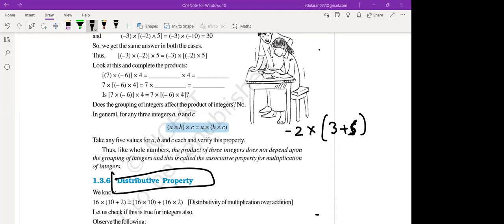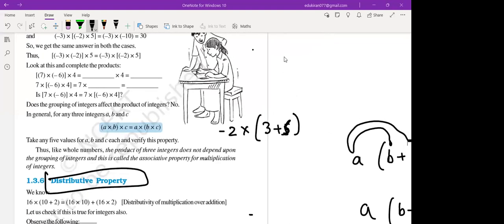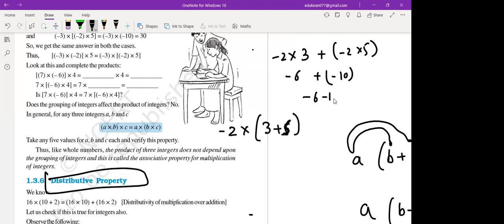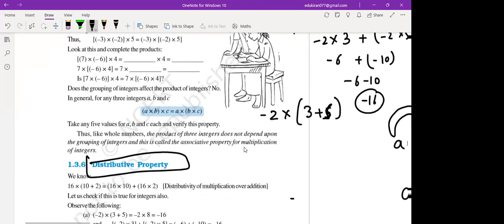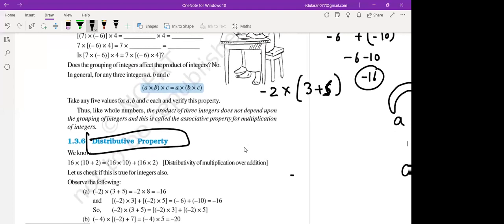Done, ma'am. Everybody is done. Should we discuss now? Okay, so I'm solving it here. Minus 2 multiplied by 3 plus minus 2 multiplied by 5. So I got minus 6 and plus minus 10. So minus 6 minus 10, minus 16. Everybody got the same answer? Yes, ma'am. I have also got the same answer.